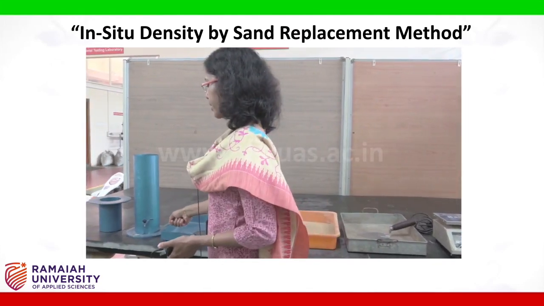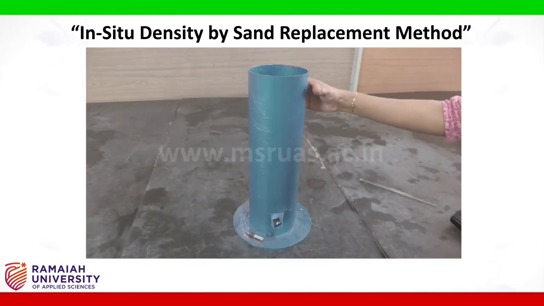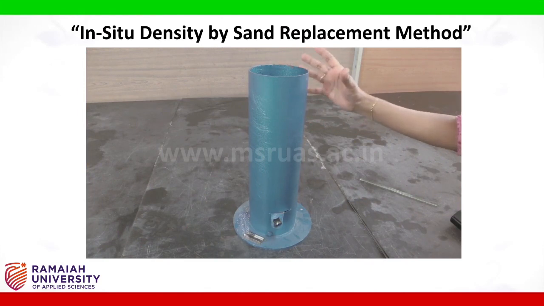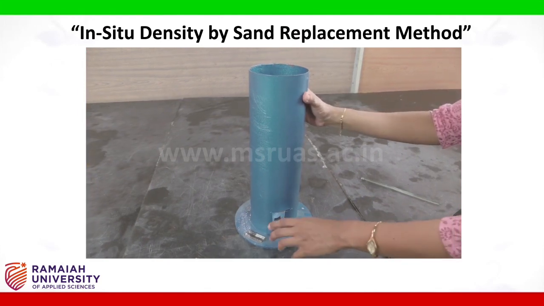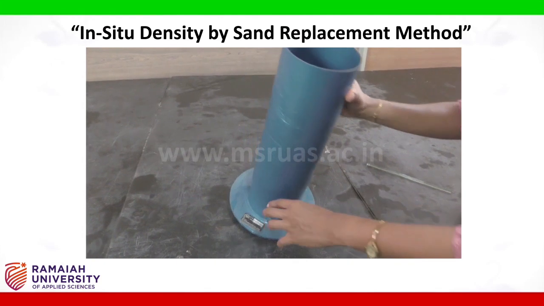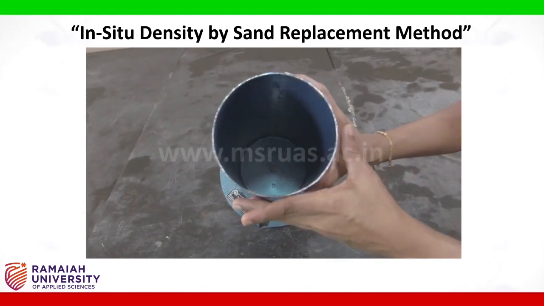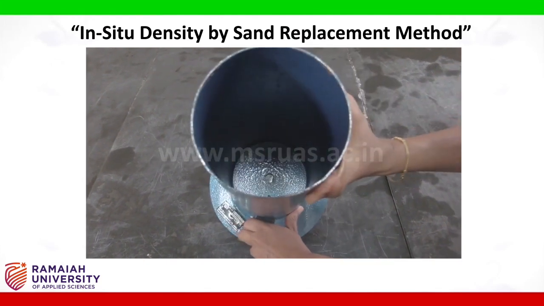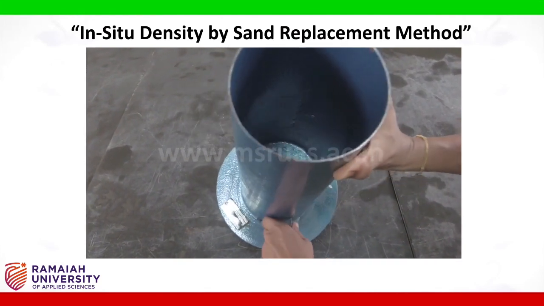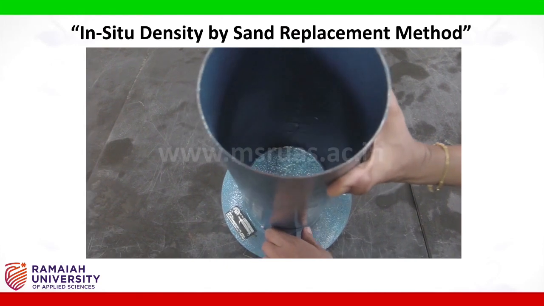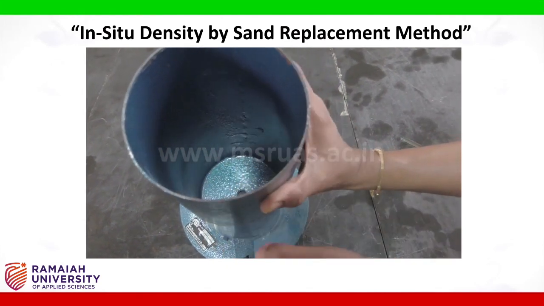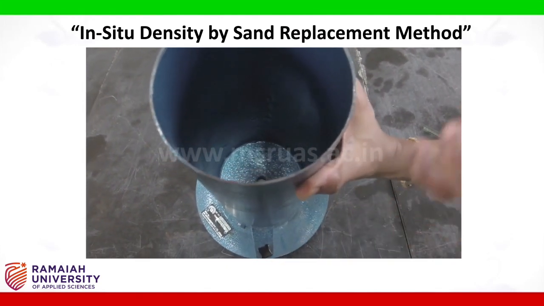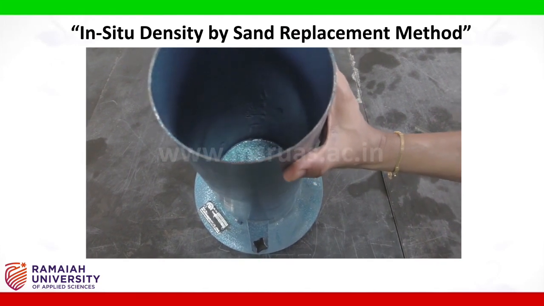A sand pouring cylinder, which is used to fill the hole in the field with the calibrated sand. Now it consists of a lever and a small hole inside. Now this hole can be opened and closed by operating this lever. This hole will help the sand to fall into the hole which is excavated in the field.